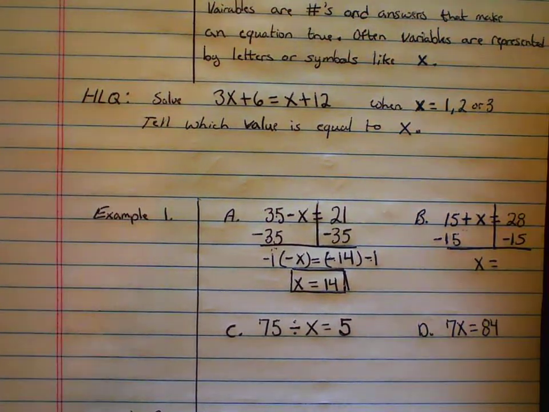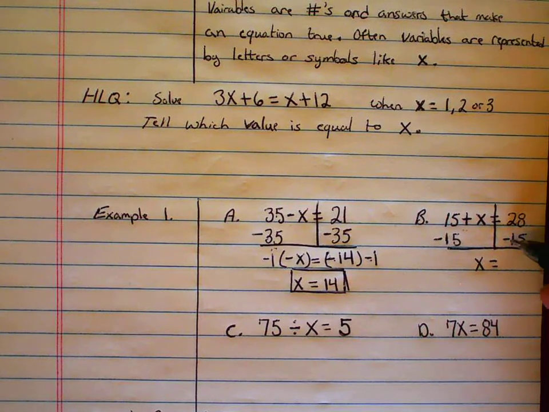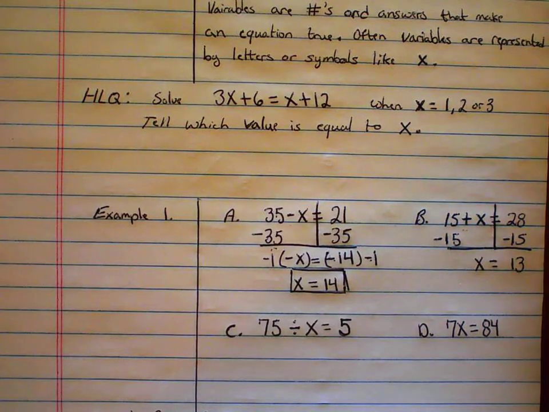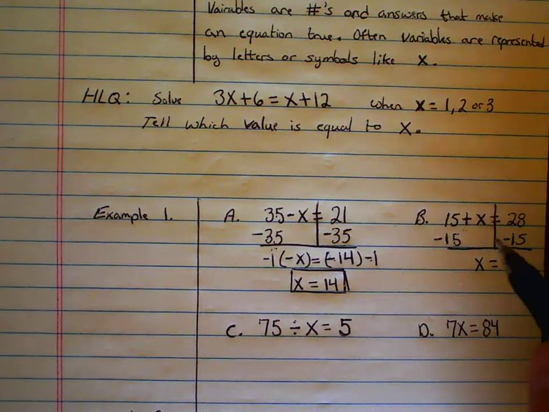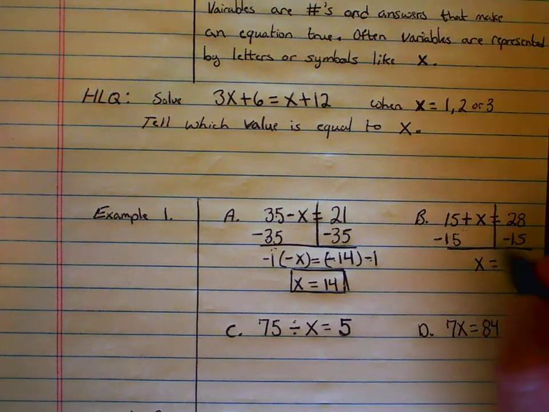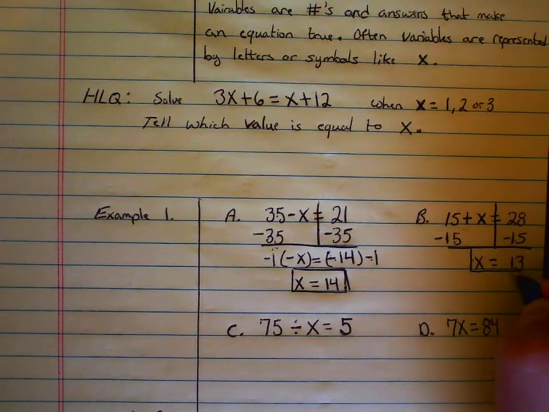And then I read this again, 28 minus 15. Okay, 28 minus 15 gives me 13. Now because x is positive and by itself, I don't have to do anything else. And then I can say, hey, is 15 plus 13 equal to 28? Because it is, we know our answer is true. Alright?